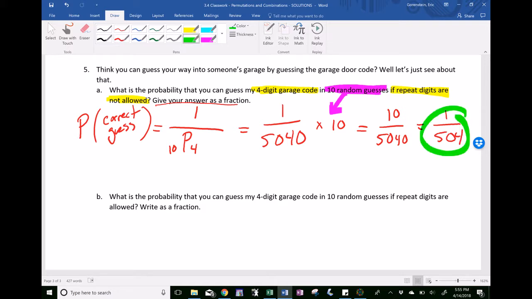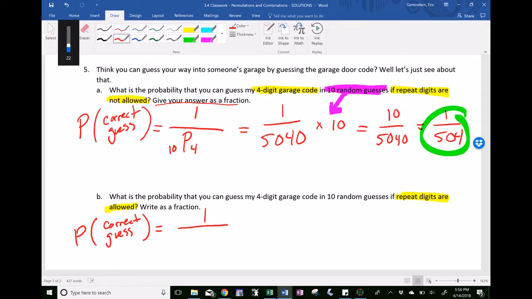So now for part B, what's the probability of guessing correct, again with 10 guesses? The difference here is repeated digits are allowed. Well, we can't use permutations anymore because permutations and combinations both are only in situations where repeats are not allowed. So here, probability of a correct guess. Well, again, there's only one correct guess. And how many possible guesses are there?